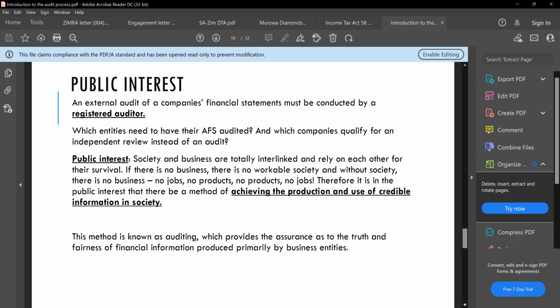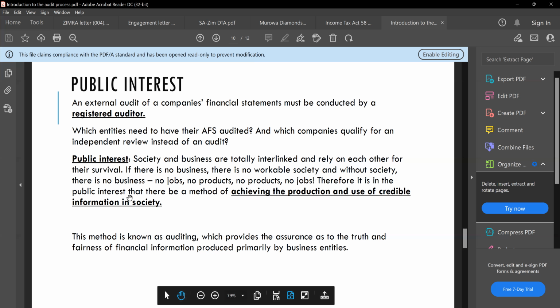So let's take a look at public interest, right? An external audit of a company's financial statements must be conducted by a registered auditor. So how do we know which entities must be audited and which companies qualify for an independent review instead of an audit? Society and businesses are totally interlinked and rely on each other for their survival. If there's no business, there's no workable society. If there's no workable society, there is no business, no jobs, no products. Therefore, if it is in the public interest that there must be an audit, then there will be an audit, right?